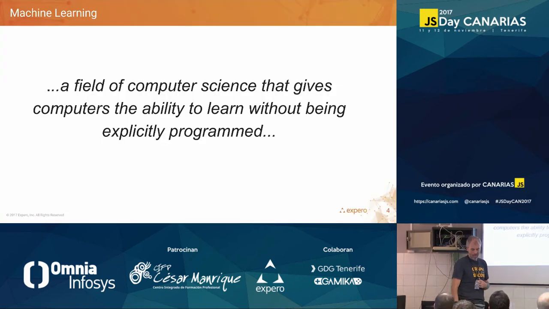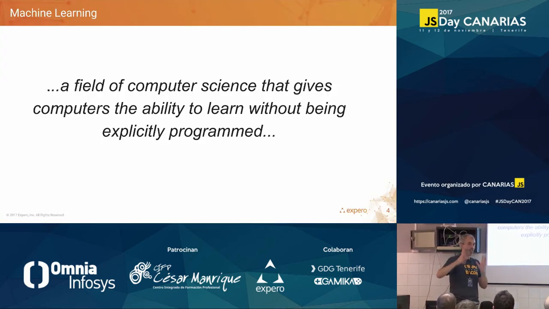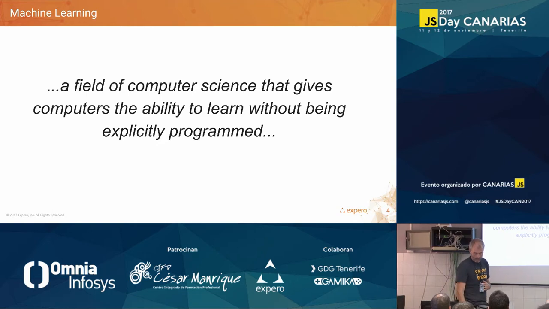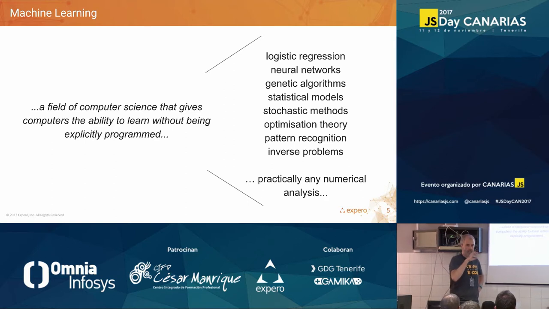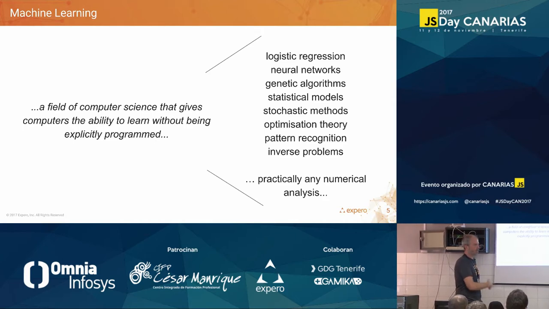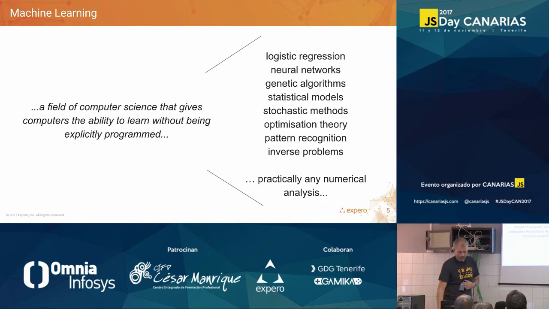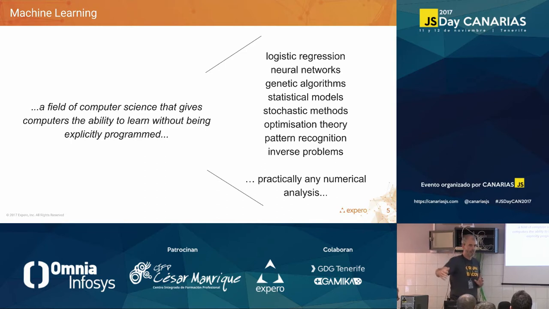Okay, good. So the formal definition, and well, the definition that I like, is a field of computer science that gives computers the ability to learn without being explicitly programmed, or algorithms that do the same, that adapt and learn without being specifically programmed. And years ago, this used to be applied to a small set of algorithms, like neural networks, genetic algorithms, and some statistical models. But now it's expanded into practically anything these days people are calling machine learning, which wasn't before. So we've got this umbrella term coming on.